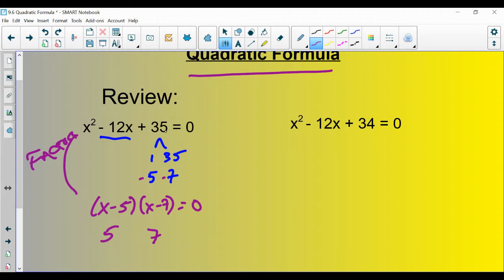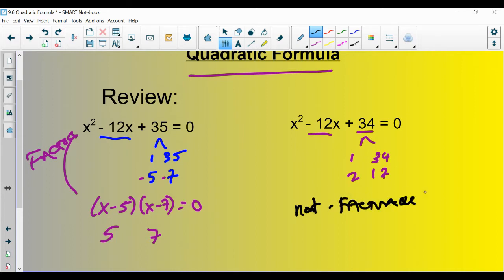I have another example here. I've only changed the last number, 34. So in this instance, can we solve this equation? Well, we would do the same thing. We'd list the factors of 34, and you'd come up with 1 and 34, 2 and 17. 3 doesn't divide 34. 4 does not divide 34. 5 doesn't. 6 doesn't. No other factor pairs divide 34. So then you would go to these pairs and say, okay, which of these adds to negative 12? And neither one does. And so historically, how you would answer this question would just be to say not factorable.